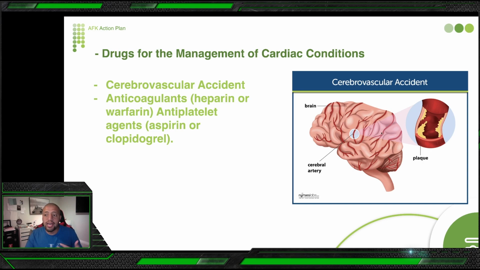So for this one, as you can see from the diagram here and from what I've said, how are we going to address this one? We're going to give our patient an anticoagulant, which would be heparin or warfarin, and moreover, we're going to give them more to address this problem, which usually will be an antiplatelet agent like aspirin or clopidogrel.